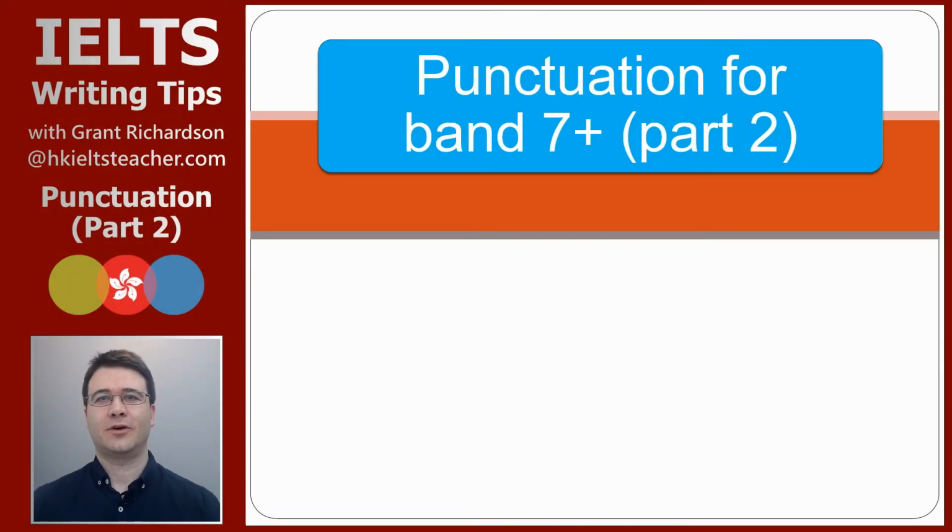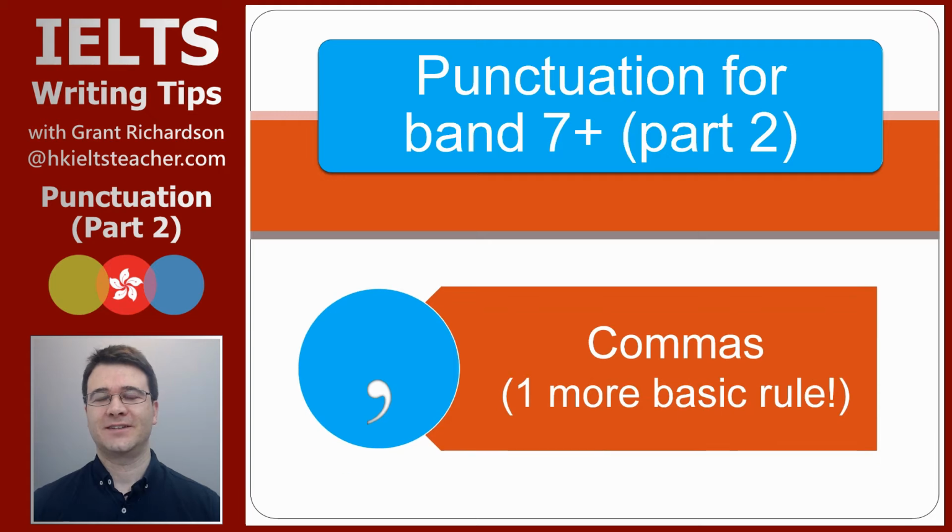Welcome to part 2 of IELTS Writing Punctuation: how to score Band 7 plus for grammatical range and accuracy. In part 1, I showed you 4 simple rules on how to use the comma correctly. This video will be an extension to that video where I show you one more rule on how to use the comma. At the end of the video, I'll give you a quick multiple choice quiz to make sure that you understood the lesson. Okay, let's get started.